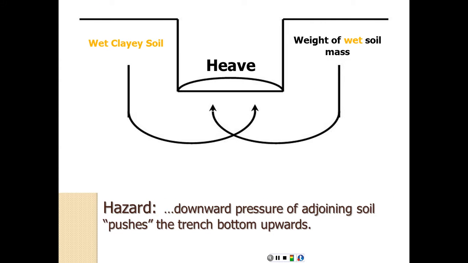The third hazard is heaving, which is a downward pressure of adjoining soil, which pushes the trench bottom upwards. So the weight of the wet soil masses basically pushes the bottom upwards, and that also causes a collapse. This particularly happens in wet clay soil, where you have the particles very close together, and they're going to form lumps, and that can cause this heaving.